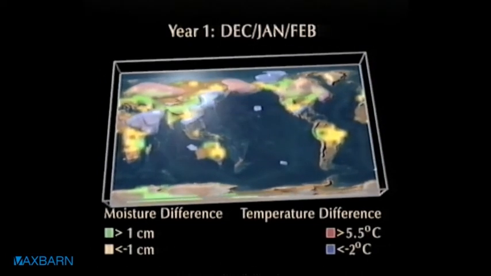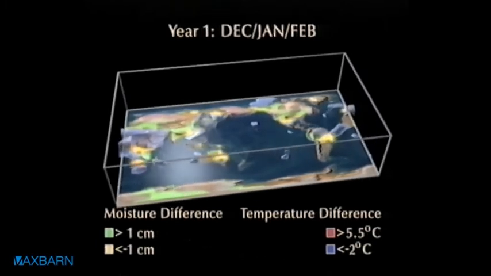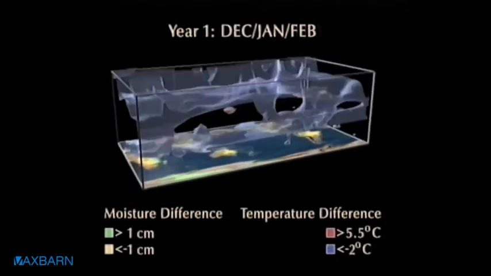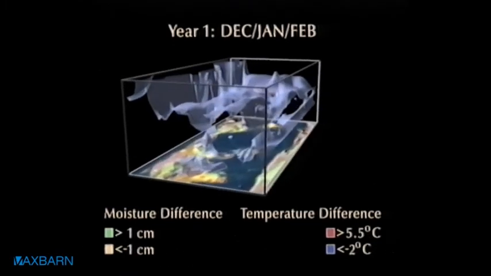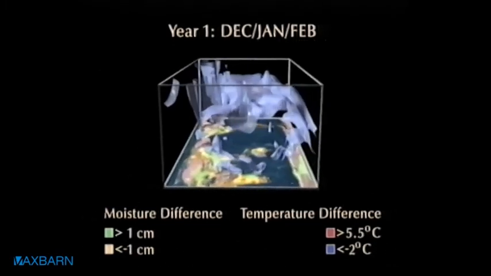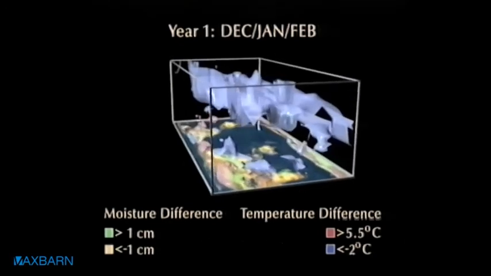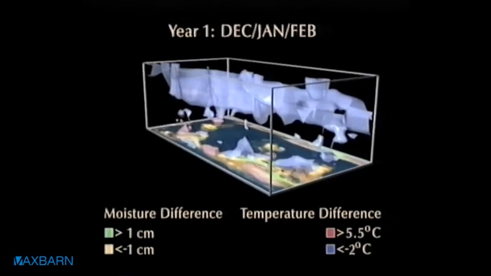As we rotate the analysis into 3 dimensions, note that the blue surfaces are 3-dimensional isosurfaces of -2 degrees Celsius. Likewise, the transparent red isosurfaces represent warming greater than +5.5 degrees Celsius.